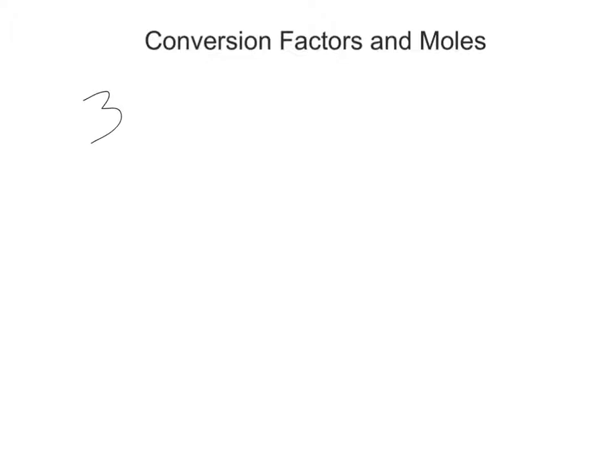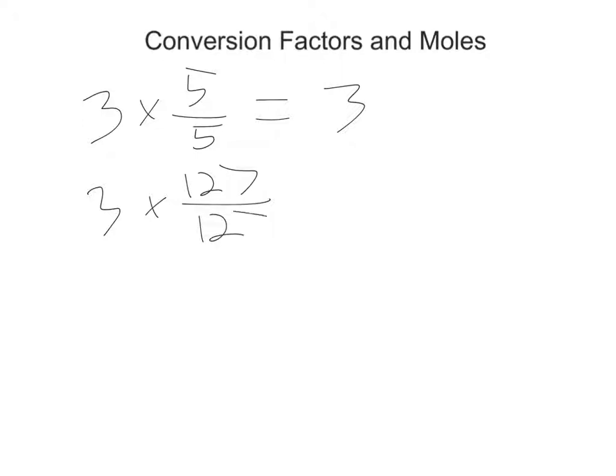I have a number like 3, I'm going to multiply by 5 over 5, and I should get 3. If I do 3 and I multiply by 127 over 127, I should get 3. We have a pattern going on where anytime I multiply by a fraction, if the top and bottom of the fraction are equal, then my final value will be the same as my initial value. In other words, I am not changing how big this original measurement was, as long as I multiply it by a fraction where the top and bottom are equal.